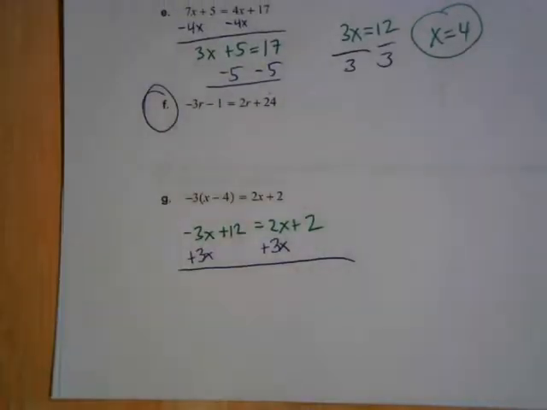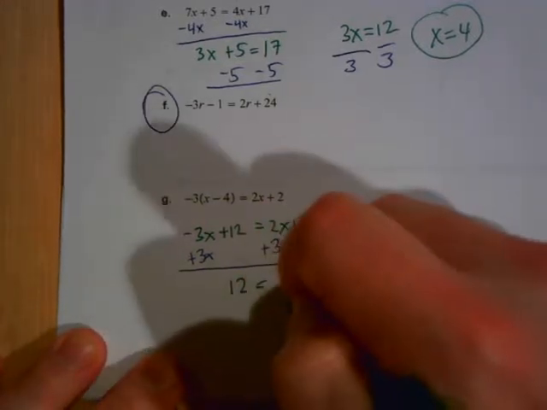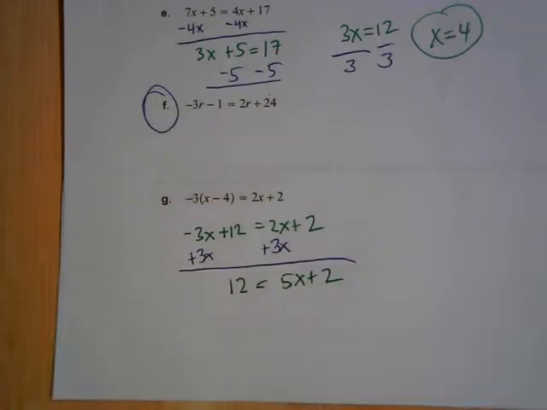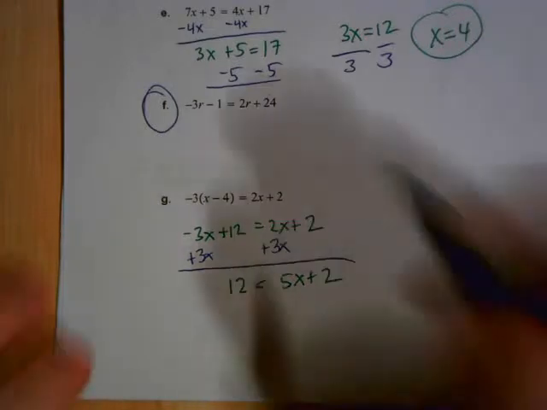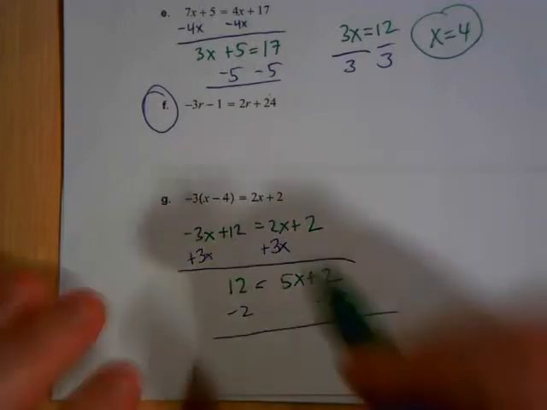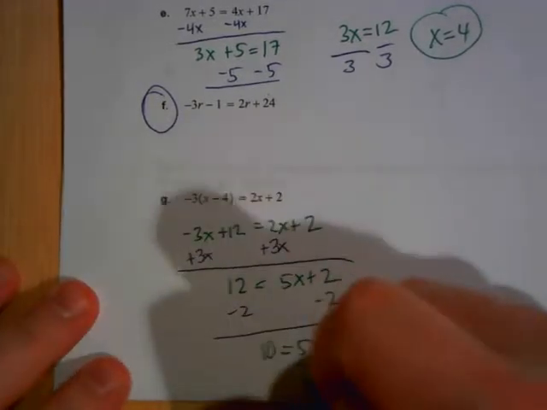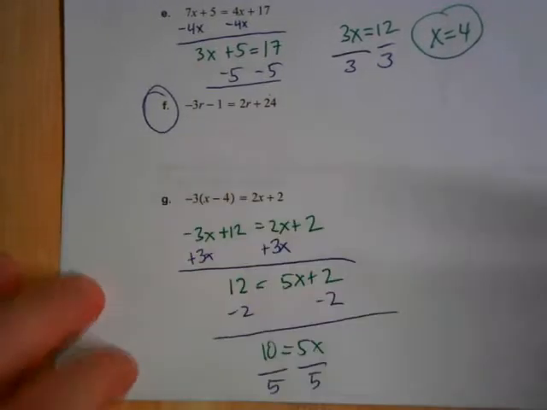Other people say I'm always going to move the smaller one, and that'll help keep numbers positive. That's okay with me too. That's a personal preference. Whatever works for you. It is kind of nice to have that be a positive instead of a negative, but truthfully not a big deal for me. We now subtract the 2 on both sides. 10 equals 5x. That 5 is connected by a multiply, so we get rid of it by doing a divide. X is 2.